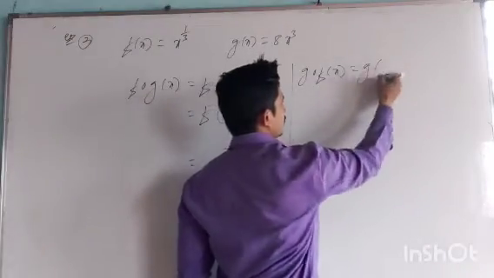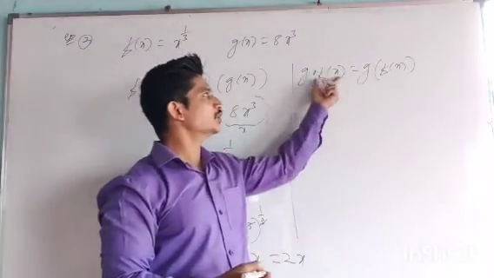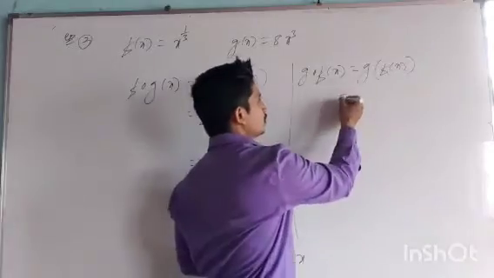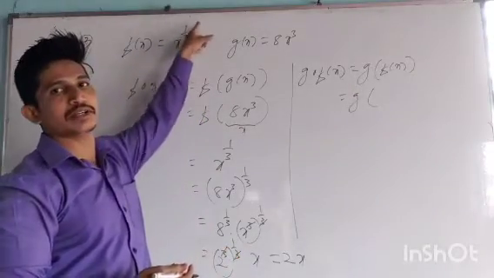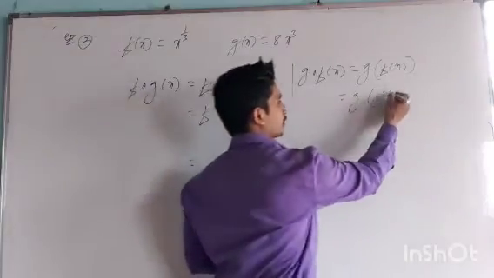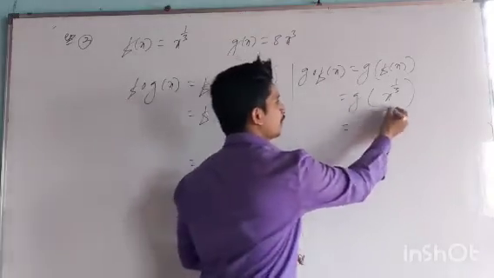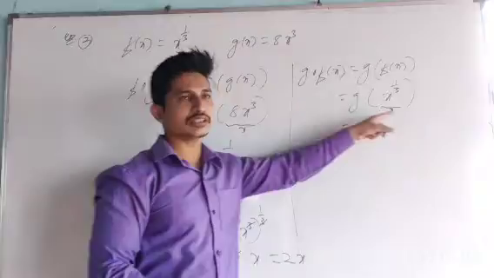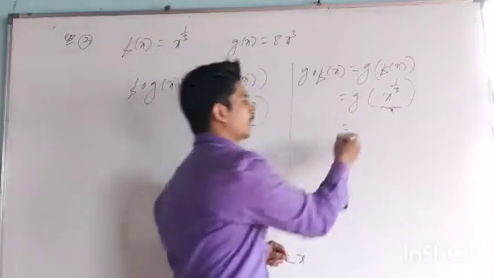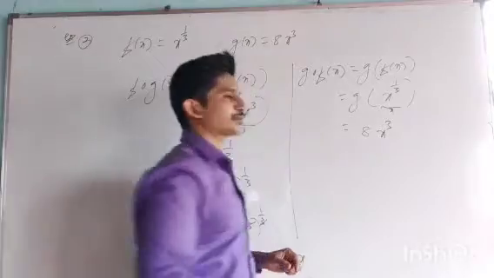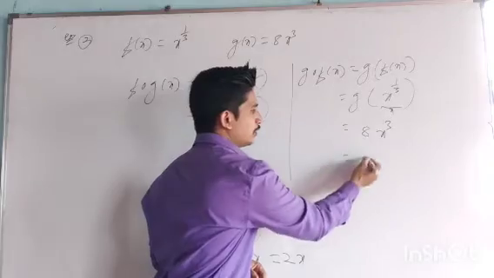Now g is as it is, and f of x is in a bracket. As I told you, g you keep as it is, this you write in a bracket. Now see, f of x is x raised to 1 by 3. And g of x is 8x cube, so I'll write 8x cube. Now 8 you keep as is.